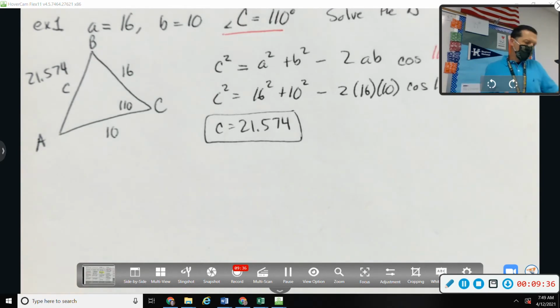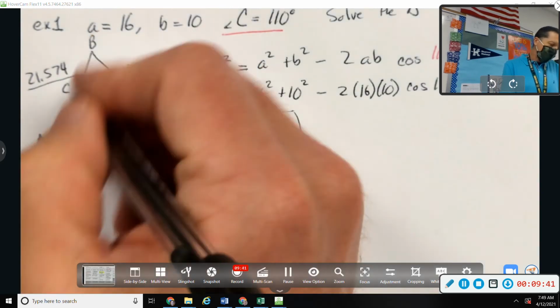All right, well, that was relatively easy to find side C. The trick is, now I need to find angle A or B.